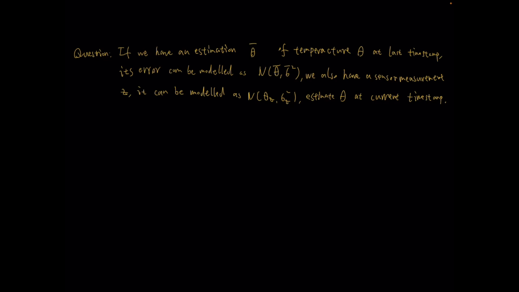Okay, here comes the question time. Suppose we have an estimate theta bar of a temperature sensor at the last timestamp, and its error can be modeled as a Gaussian at theta bar with variance sigma theta bar squared. We also have another sensor measurement z coming in this time. It can be modeled as another Gaussian at theta with variance sigma z squared. The question is to estimate theta at the current timestamp. Please pause for a few minutes and work on your own solution.